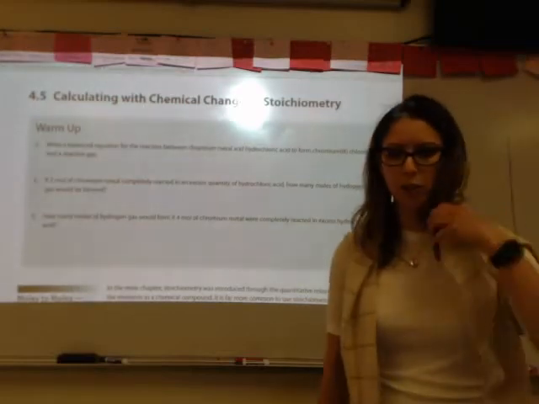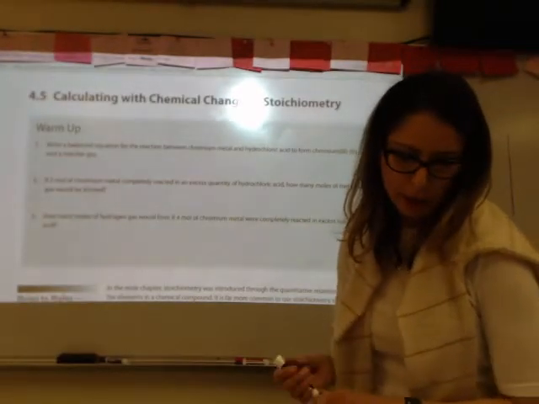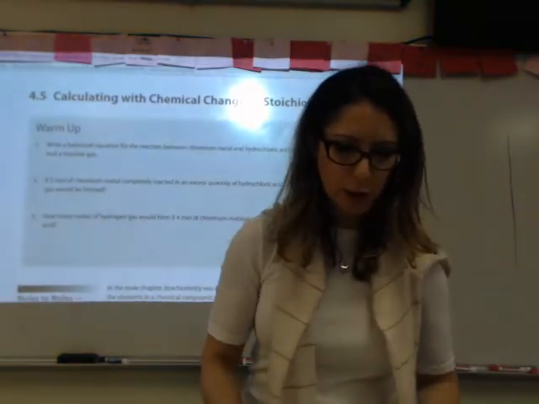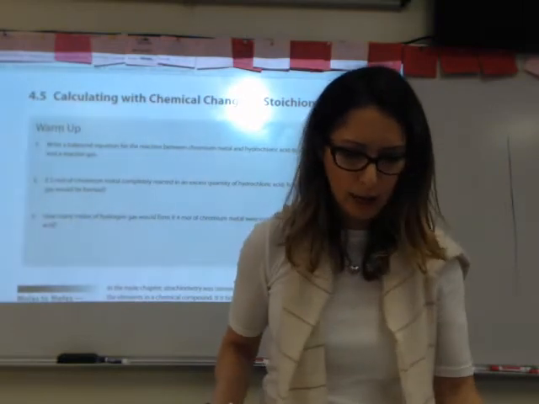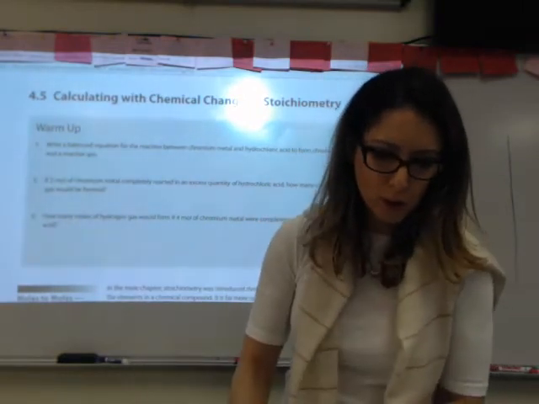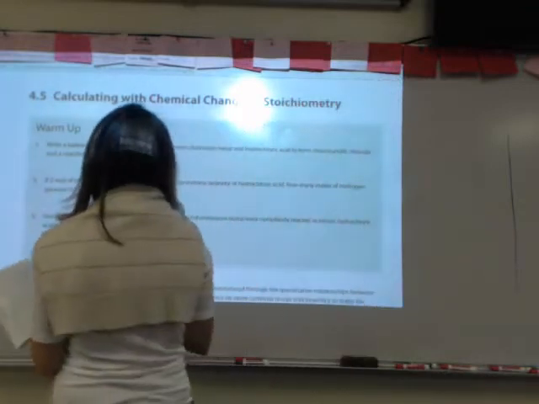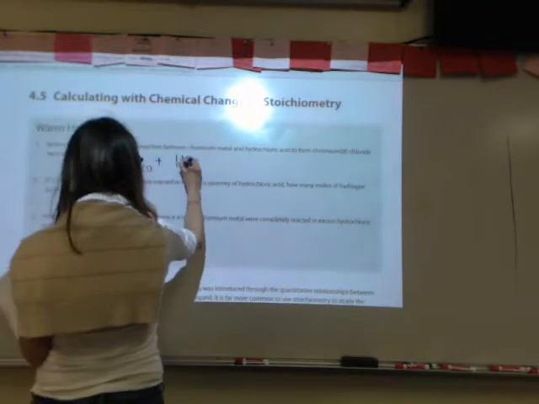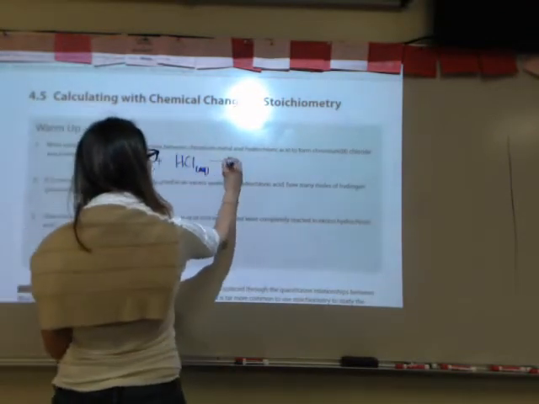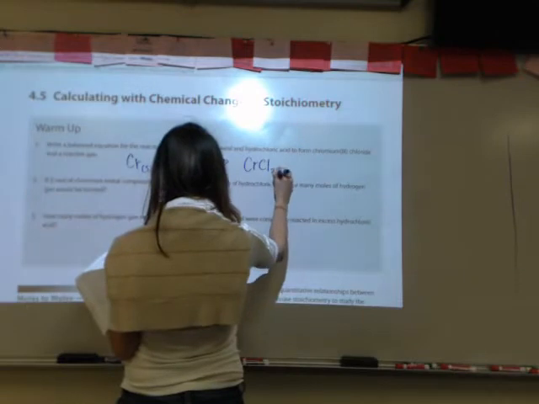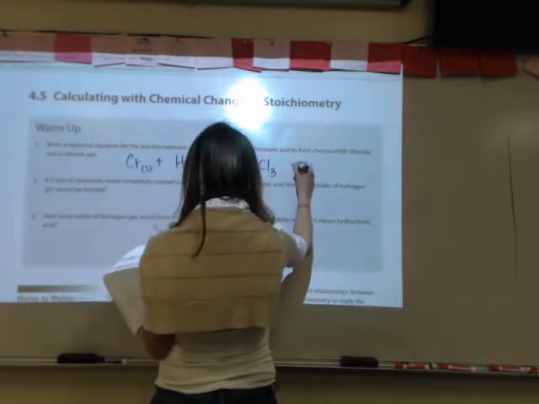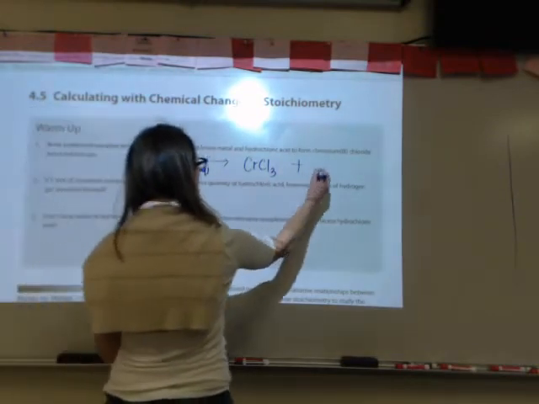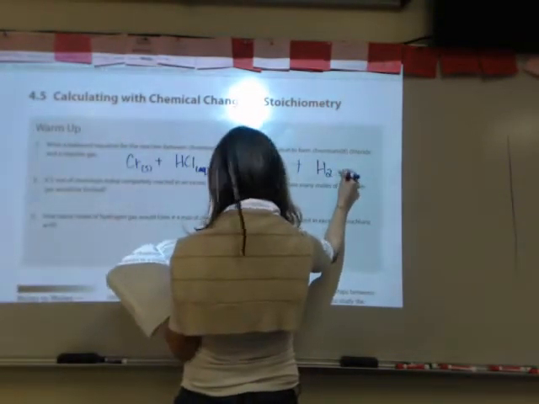Okay, we are on calculating with chemical change, stoichiometry, and in the warm-up it says write a balanced equation for the reaction between chromium metal and hydrochloric acid to form chromium 3 chloride and an unreactive gas. So chromium metal would be Cr, hydrochloric acid is HCl, it's a binary acid. You're forming chromium 3 chloride, we cross the charges. And this is a single replacement reaction, so the chromium and the hydrogen switch places. So that means you're going to form hydrogen gas.